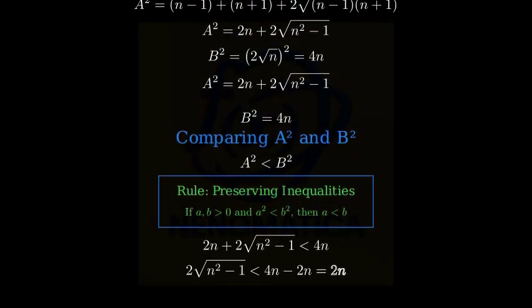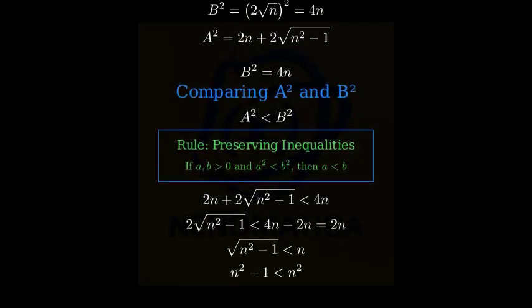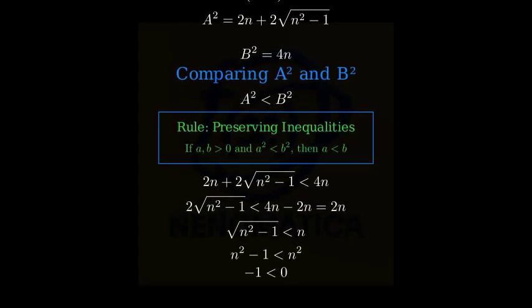Rearranging this inequality, we get 2 times square root of n squared minus 1 is less than 4n minus 2n, which simplifies to 2n. Dividing both sides by 2, we get square root of n squared minus 1 is less than n. Squaring both sides, we get n squared minus 1 is less than n squared. Simplifying further, we get negative 1 is less than 0.